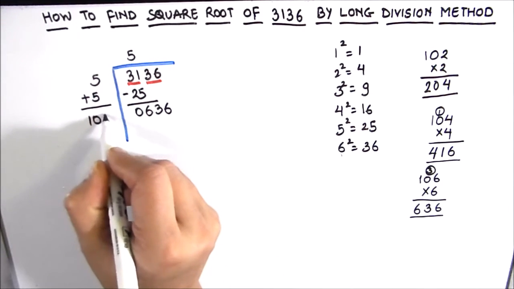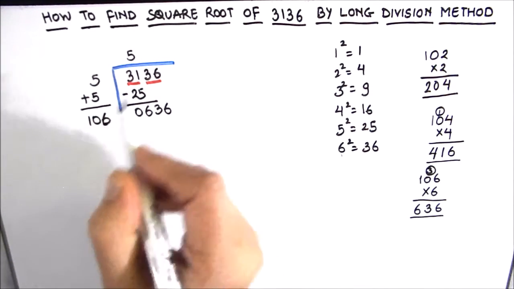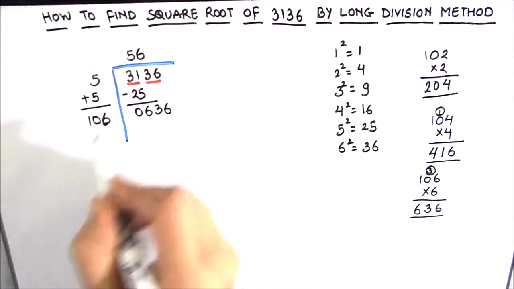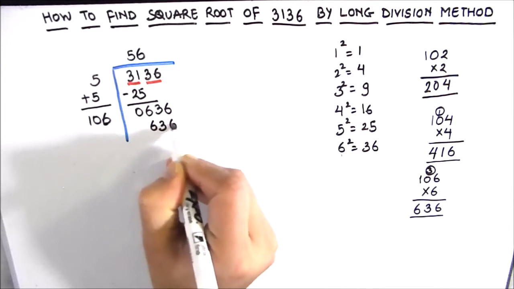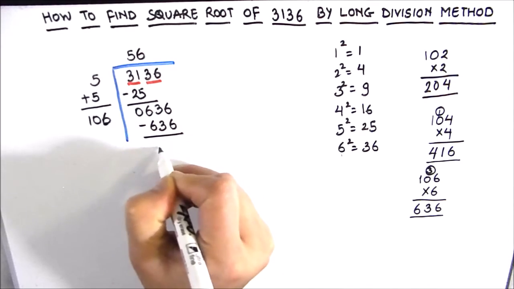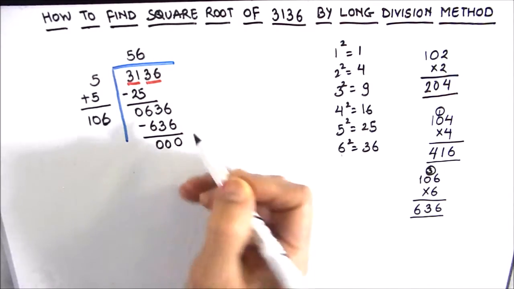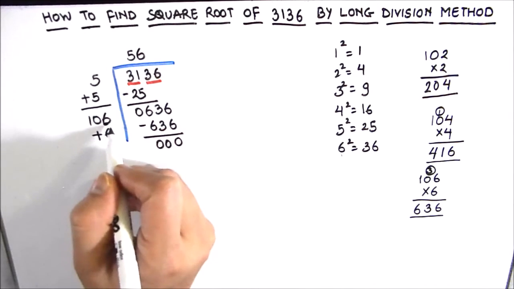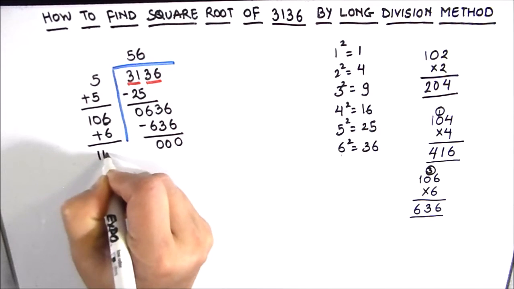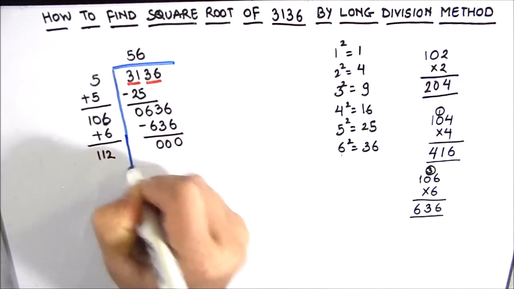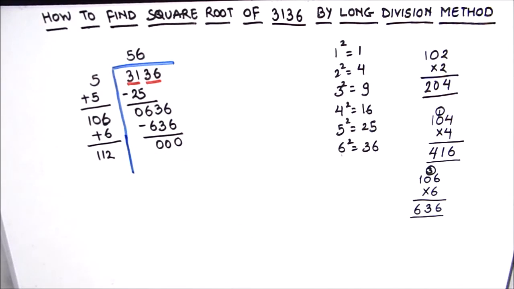So here we are going to annex 6 and our quotient will also be 6, because 106 times 6 gives us 636. Now we subtract the two numbers. Our remainder is 0. For the next divisor, we add the same number, so 106 plus 6 will be 112. And as our remainder is 0, we stop here.